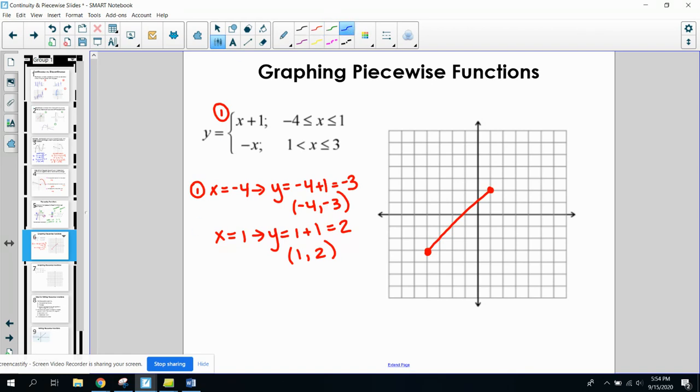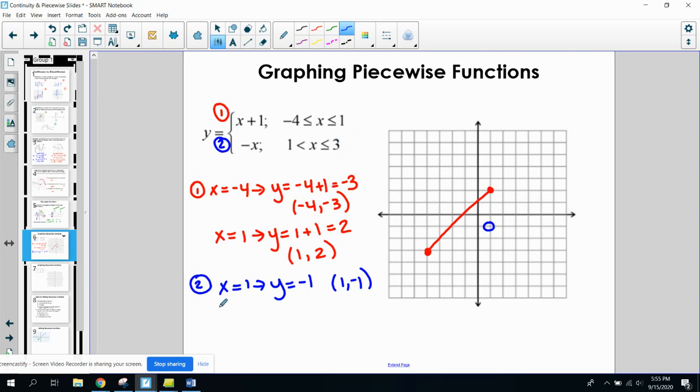And now I'm going to do the same thing with this second equation. So I'm just going to call this equation 2. And here I have endpoints of 1 and 3. So I'm going to plug 1 in. So I'm going to say, okay, when x is 1, y is going to equal -x, so -1. So that means that that's the point 1, -1. Now notice here that this 1 does not include it because it does not have the line underneath the inequality symbol. So at 1, -1, I'm going to have an open circle on my graph.